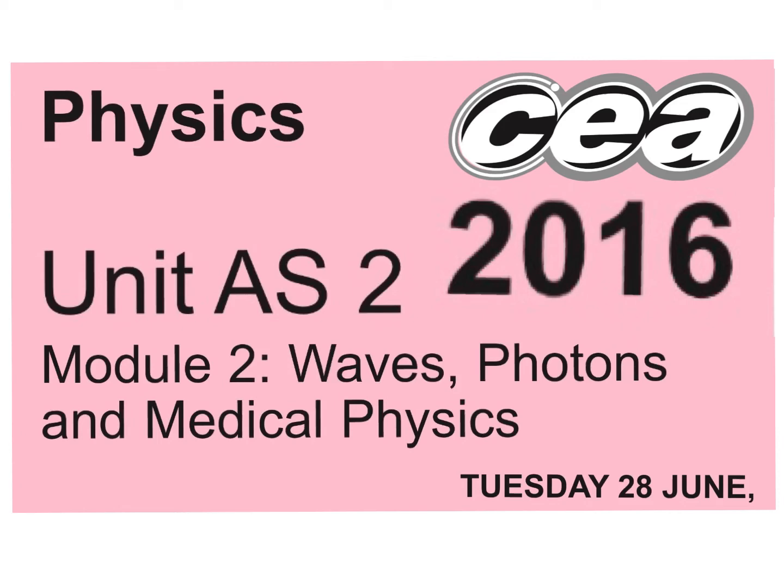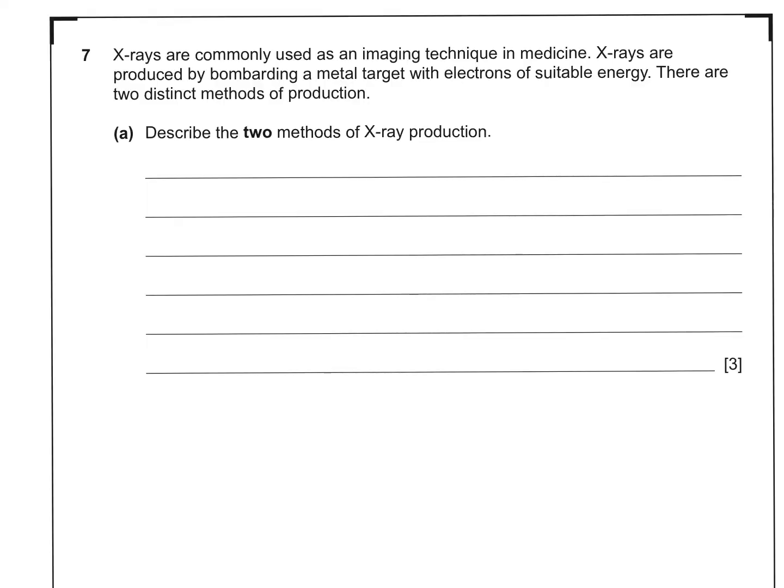Today we're looking at the Physics AS Unit 2 paper from CCEA, the 2016 one from June, and it's Waves, Photons and Medical. Question 7. X-rays are commonly used as an imaging technique in medicine, and X-rays are produced by bombarding a metal target with electrons of suitable energy. There are two distinct methods. Describe the two methods. Okay, so we've got two things here.